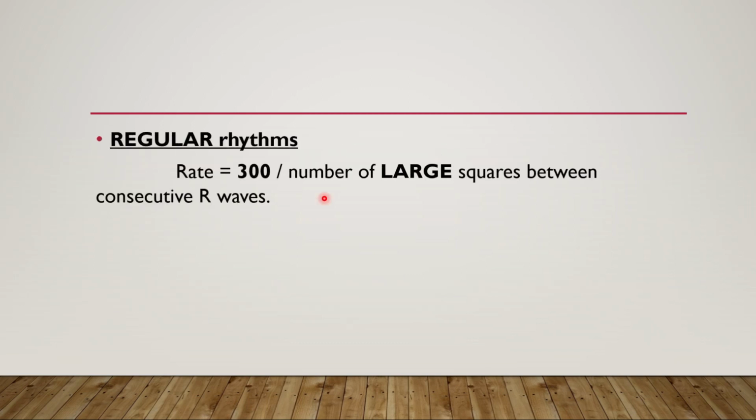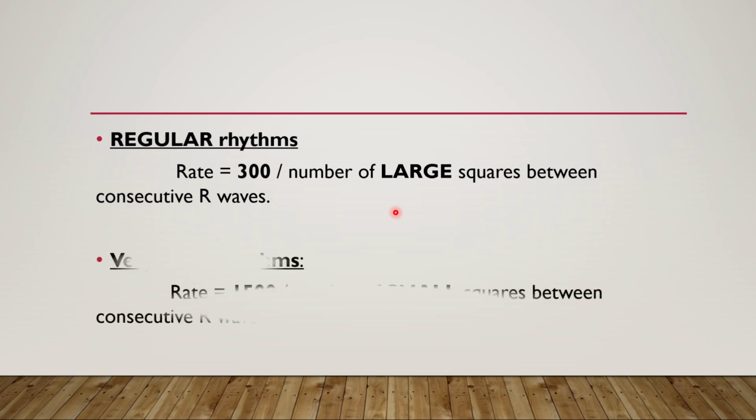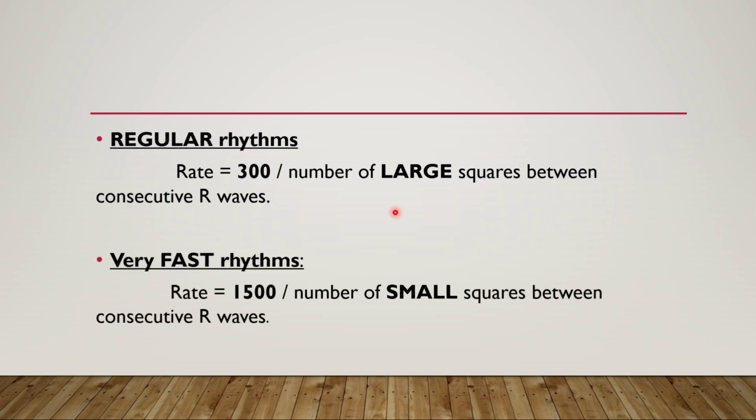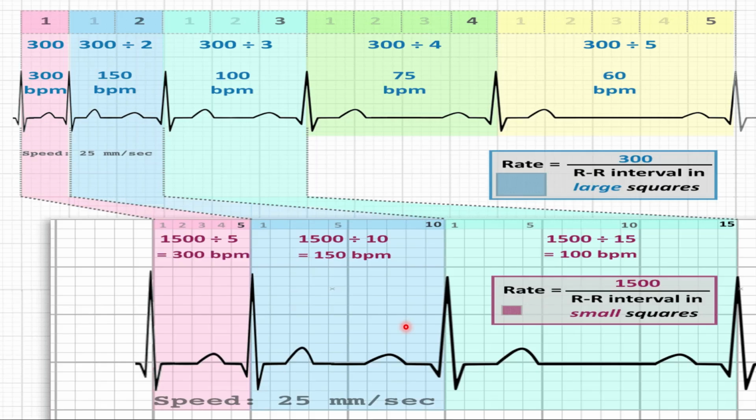Whenever we get an ECG on which the heart rate and rhythm appears to be regular and within normal limits, in that case we use the formula in which we divide 300 by number of large squares between two consecutive R waves. While in case of fast rhythms, we use 1500 divided by number of small squares between two consecutive R waves to calculate the heart rate.